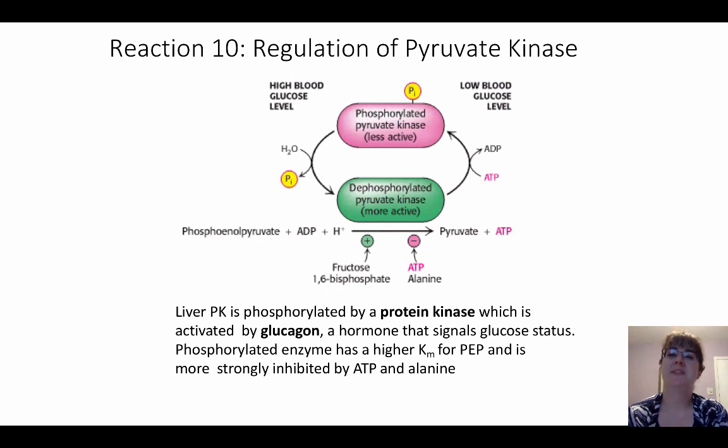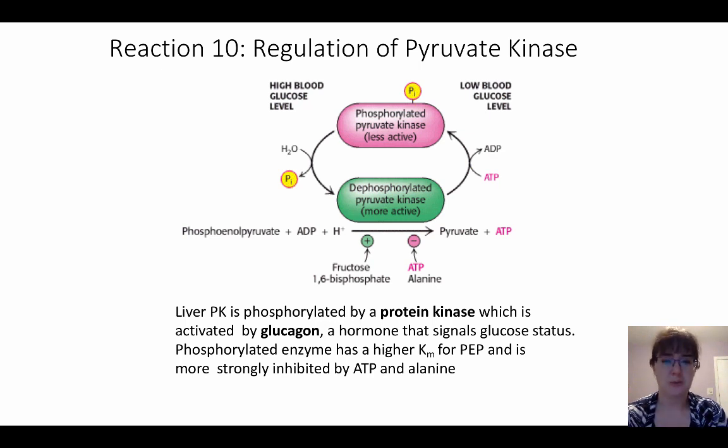We mentioned briefly that in the liver, pyruvate kinase is going to have a covalent modification. That is actually done by phosphorylation. In this case, when it is phosphorylated, it is less active. When it is dephosphorylated, then it is more active.